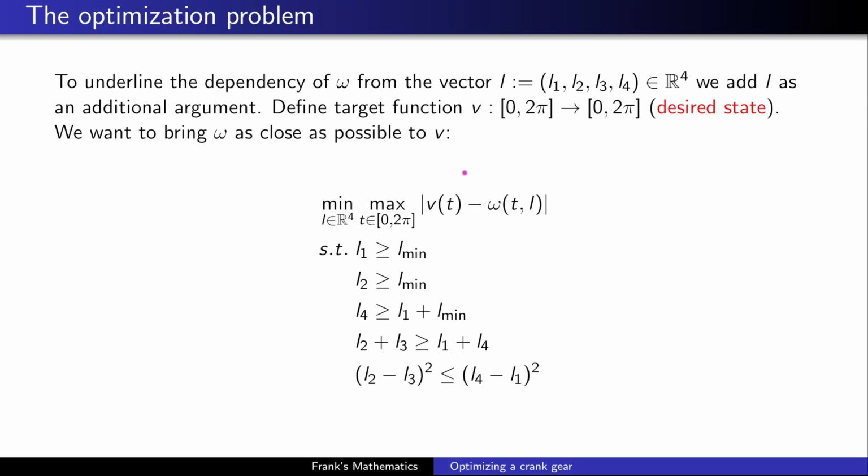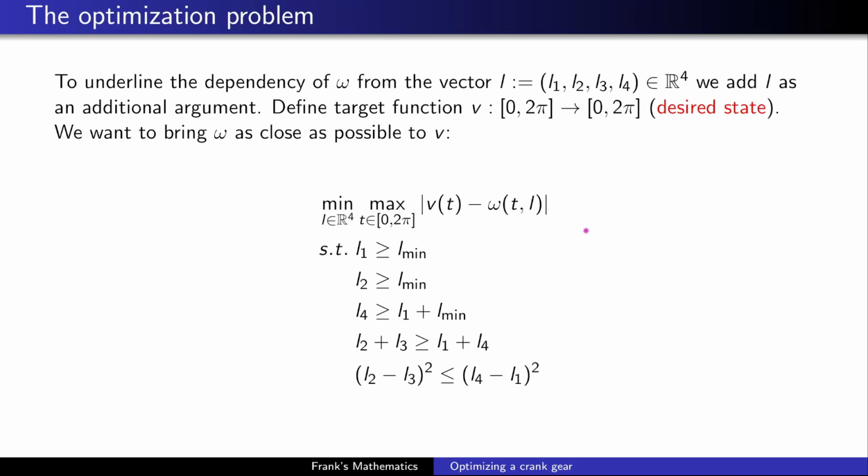What does it mean to steer a function as close as possible to another function? You have to take a norm somehow, and the fairest or the most intuitive is to use the L infinity norm or the maximum norm. So in fact, we want to minimize the maximum difference between v and omega, in addition, of course, to our geometric constraints.